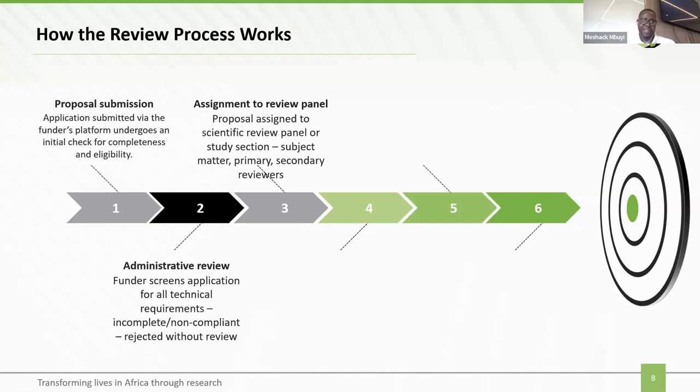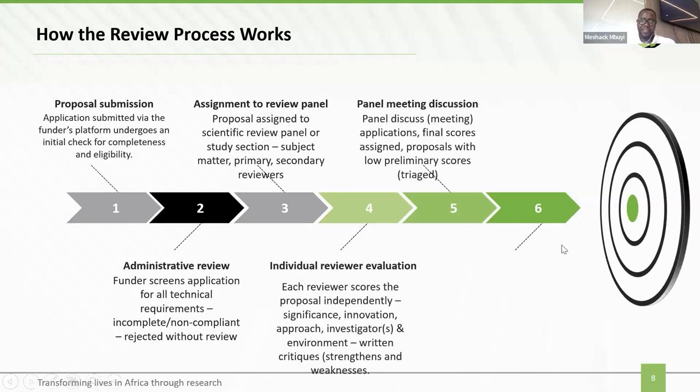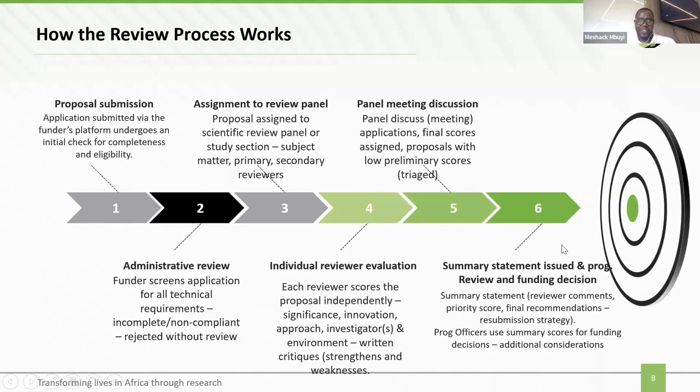Then also secondary reviewers do the same. Then the individual reviewer evaluation. So each reviewer, once they have been assigned the proposal, will score the proposal independently based on 5 criteria: significance, innovation, approach, investigators, and the environment.